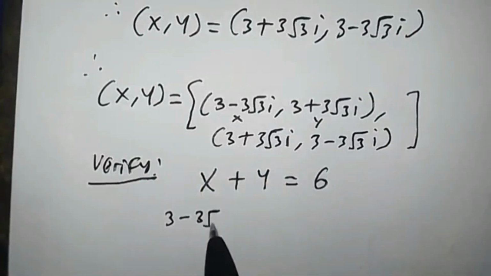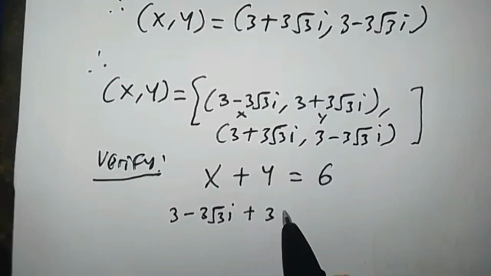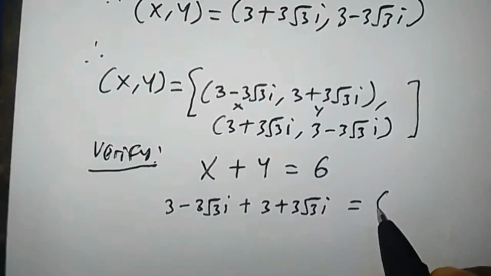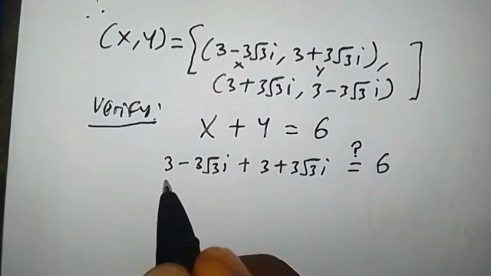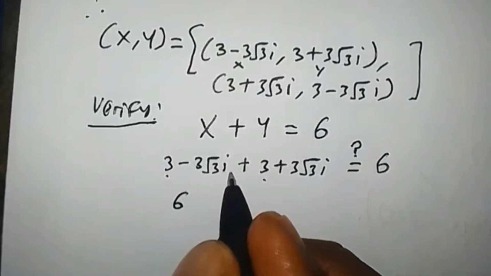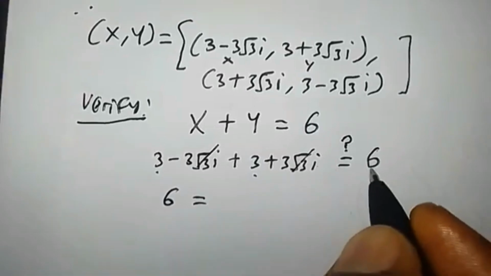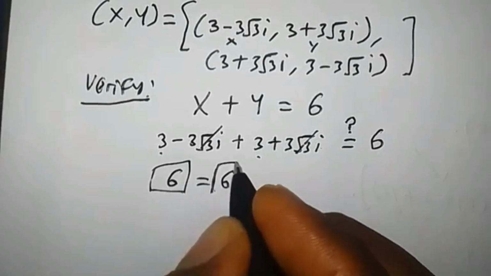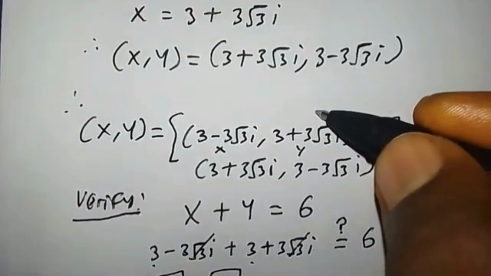3 minus 3 root 3i plus, what is y? This 3 plus 3 root 3i equals 6. That's the claim. Clearly, 3 plus 3, that is 6. Minus 3 root 3i plus 3 root 3i, that is 0. So this equals the right hand side. You will see that the left hand side is the same thing as the right hand side. That means the first solution is indeed correct.